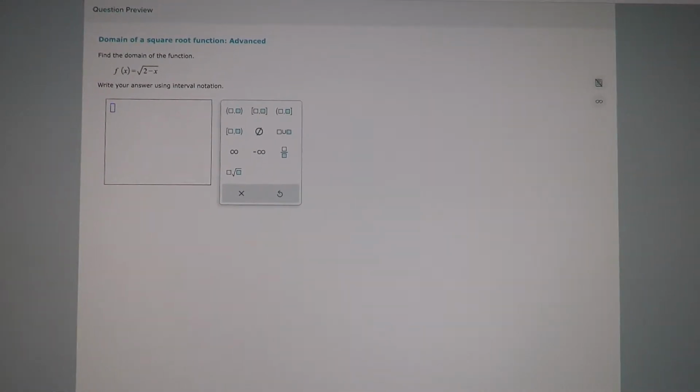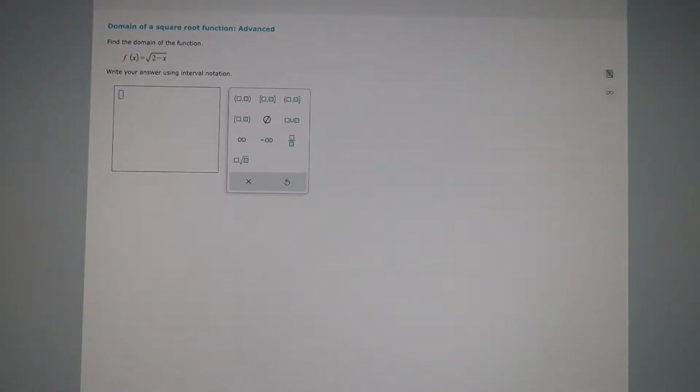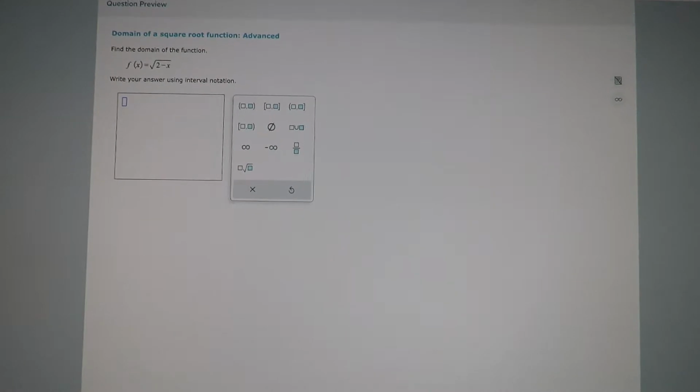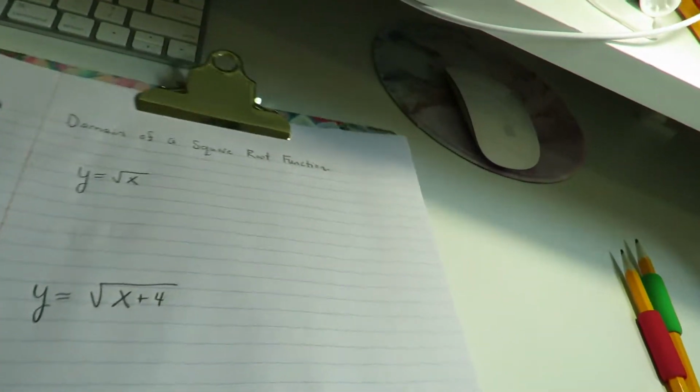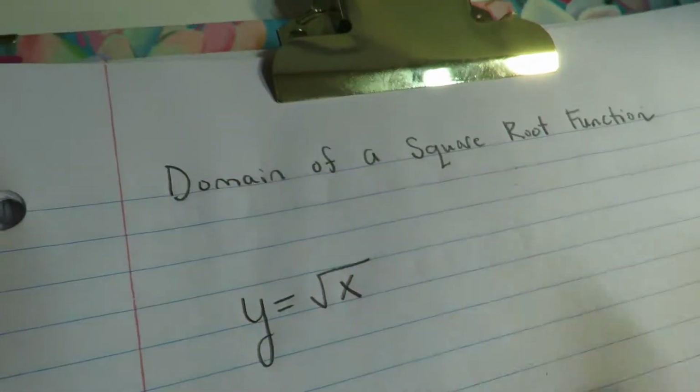Hi gang, let's review finding the domain of a square root function. You're going to be asked to do that on the exam, so let's just review that concept.